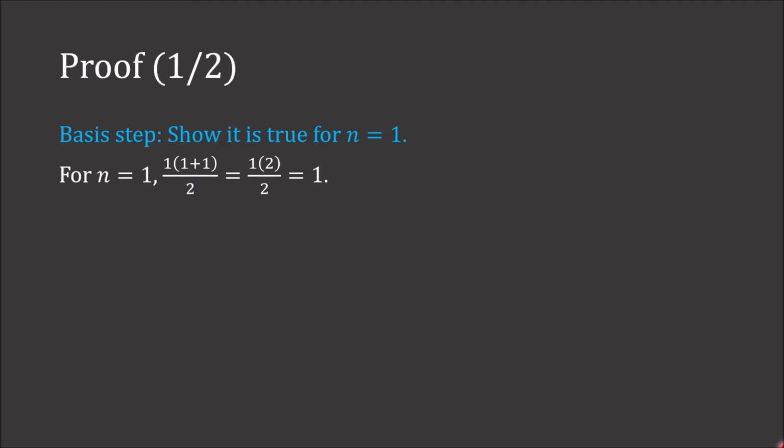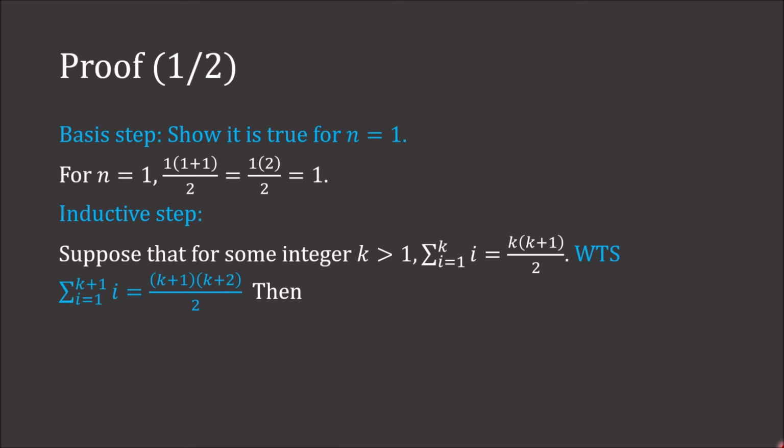Well, the sum of 1 is just 1. So 1 equals 1, and we're done. Now for the inductive step. Suppose that for some integer k greater than or equal to 1, the sum from i equals 1 to k of i is k times (k plus 1) all over 2.